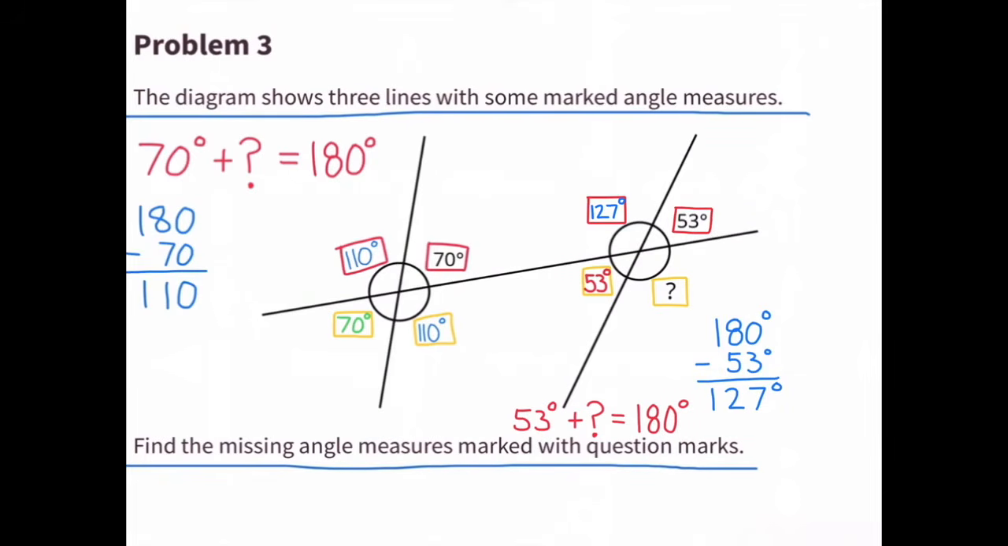And we can double check by adding 127 plus 53. That should equal 180 degrees. We can even add up the total of all 4 of these angles, and that should equal 360 degrees. 53 plus 127 plus 53 and plus another 127 should total 360 degrees.